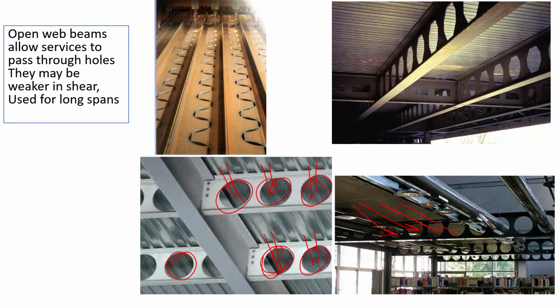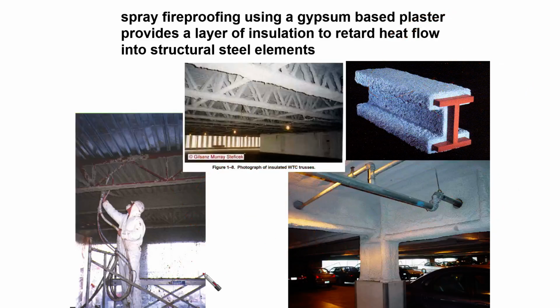As you can see here, we have pipes going through these holes. They may be weaker in shear, but they are very good for carrying only gravity loads or whatever the roof carries, and then transferring it through shear connections to the main girders, as you can see here. These are common shapes that you can see in different places.